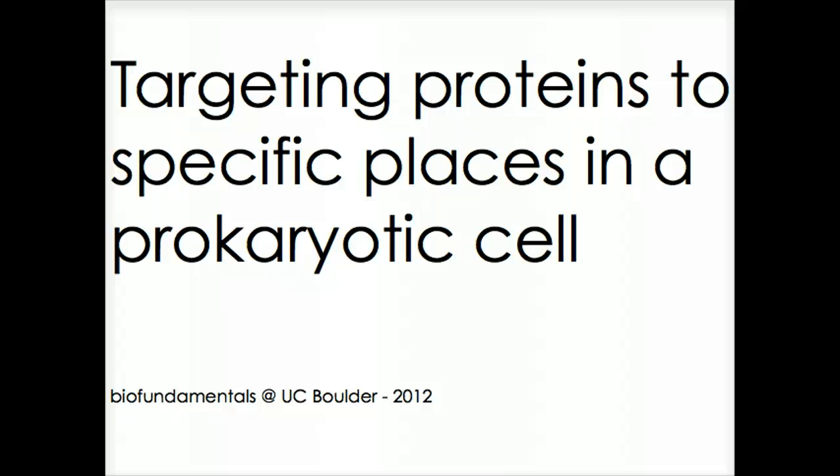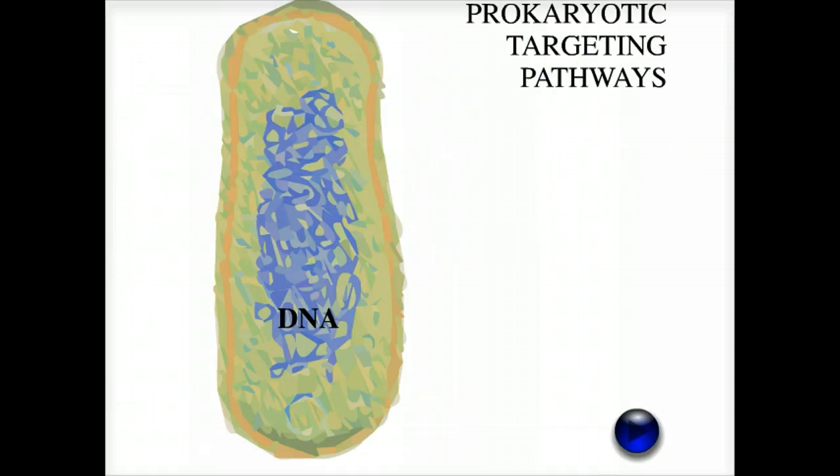Targeting proteins to specific places in a prokaryotic cell. If we think about a prokaryotic cell, there are really only a few places a protein can go. It can go into the cytoplasm, it can go into the membrane, or it can be secreted. In each case, information in the DNA needs to be read out.